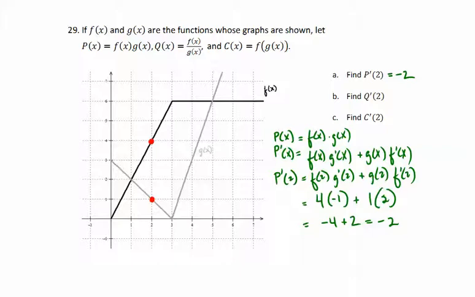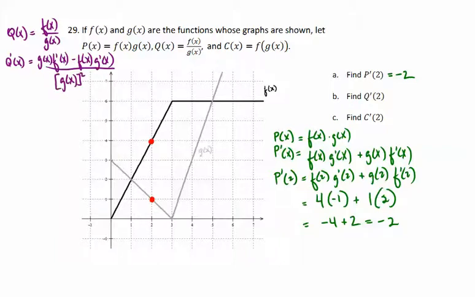Q of x is f of x over g of x. And so q prime of x is low d high minus high d low over low squared. And so q prime of 2 will be g of 2, f prime of 2 minus f of 2, g prime of 2, all over g of 2 quantity squared.